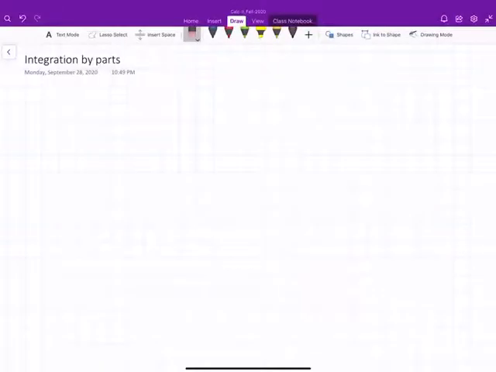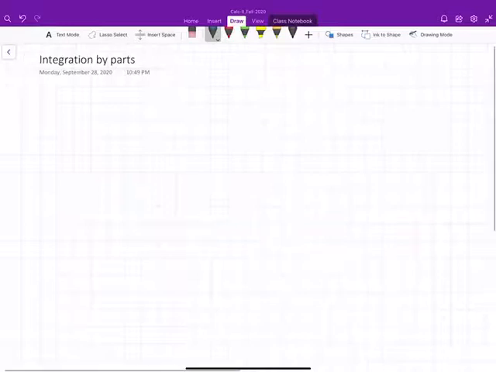Hello, today we are going to learn integration by parts. This section has two parts. The first part is the integration by parts approach for definite integration, and then the integration by parts approach for indefinite integration. First, let's move to the first part, where we learn integration by parts for indefinite integration.